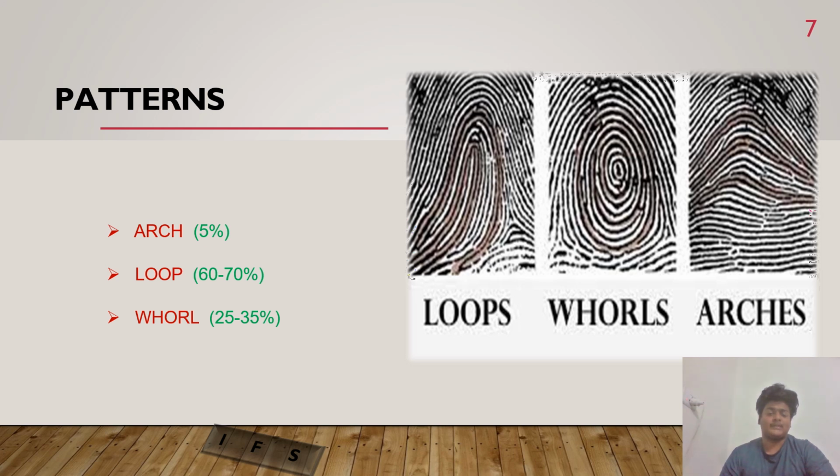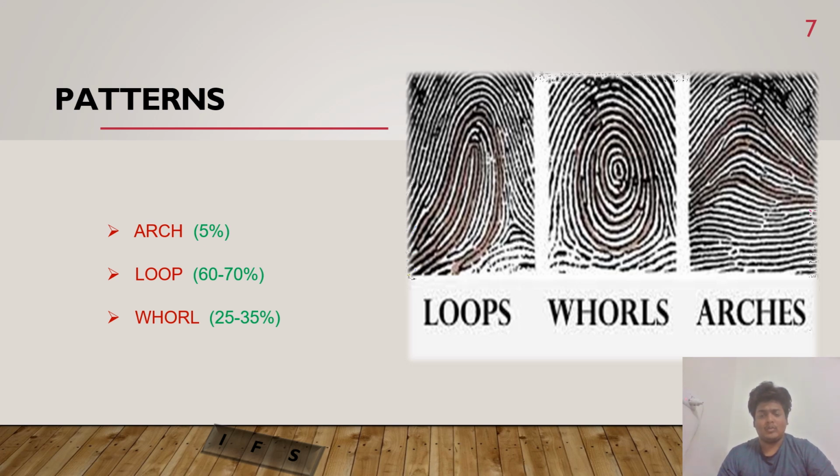Then we have loops. The loop pattern. In the loop pattern, the ridge flow starts from one end of the fingerprint, moves towards the core of the fingerprint, and comes back in the same direction the ridge flow entered, making it look like a loop. So in loop patterns, the ridge enters from one end, meets the core, and comes back to the same side which it entered.